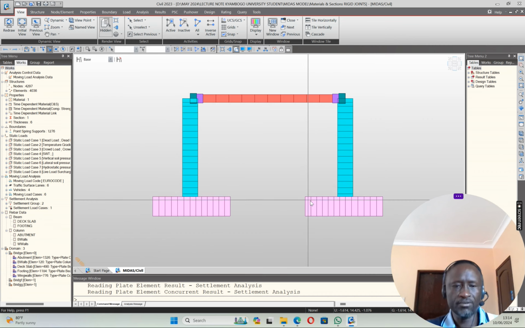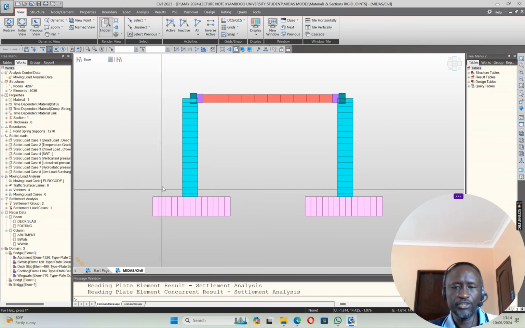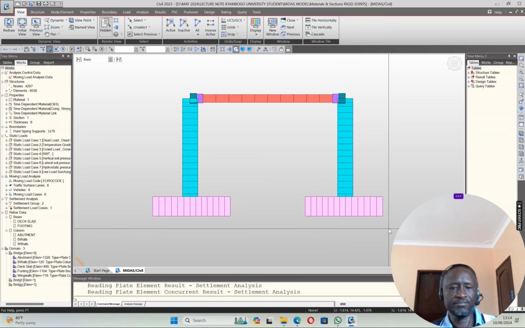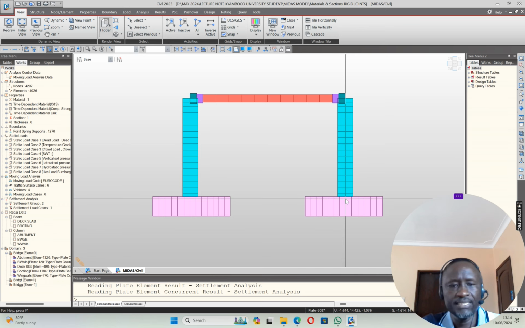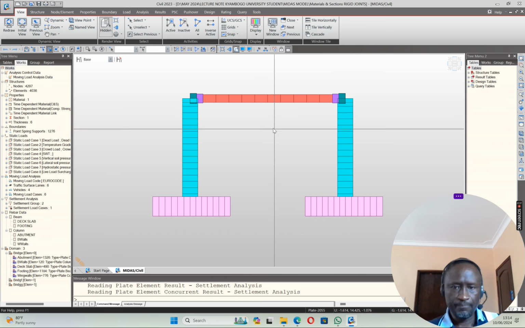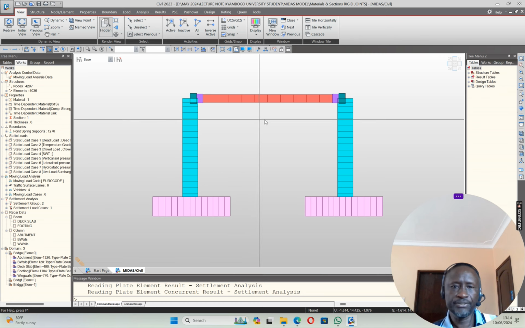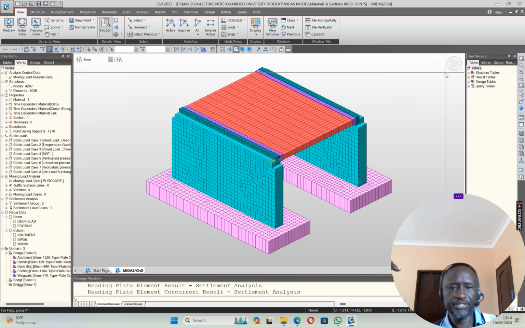In most cases, integral bridges are associated with pile foundations, but in this case, for purposes of sharing and understanding the basics, I maintain the spread footing anchored into the rock. But there's another model where I introduce the pile, and we shall look at it at a later date. So this is the integral bridge, slab bridge.